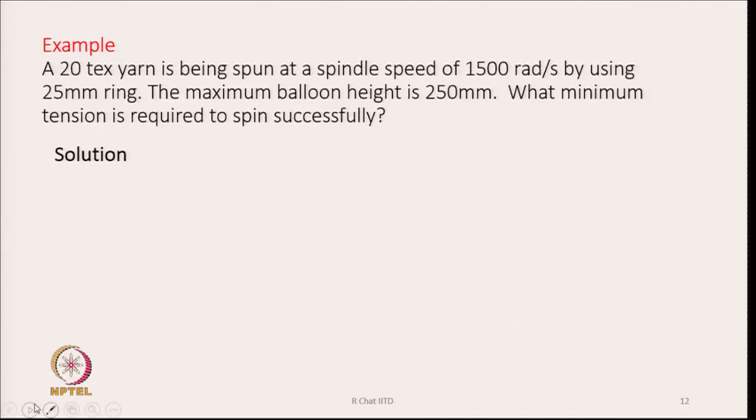Now, we will discuss an example. Suppose a 20 Tex yarn is being spun at a spindle speed of 1500 radian per second by using a 25 millimeter ring. The maximum balloon height is 250 mm. What minimum tension is required to spin the yarn successfully?